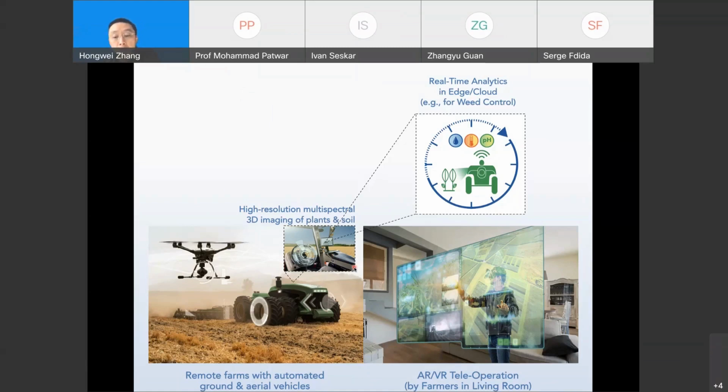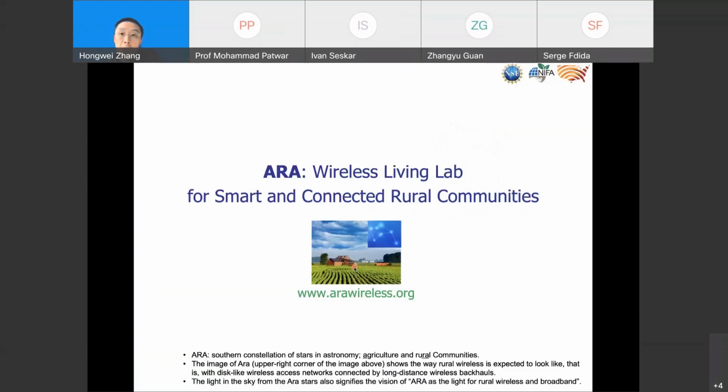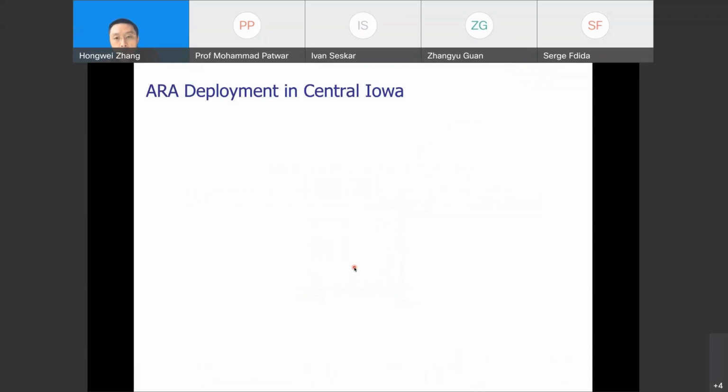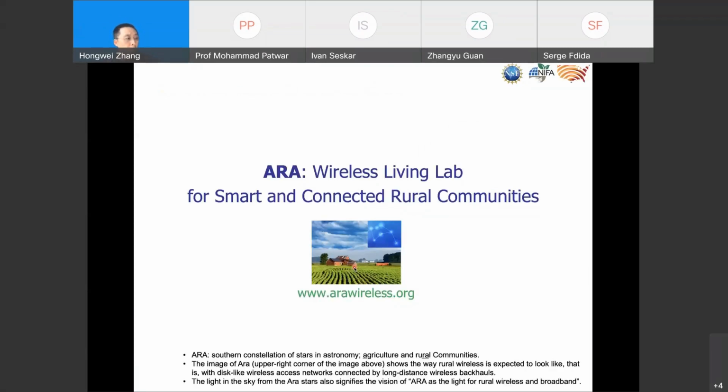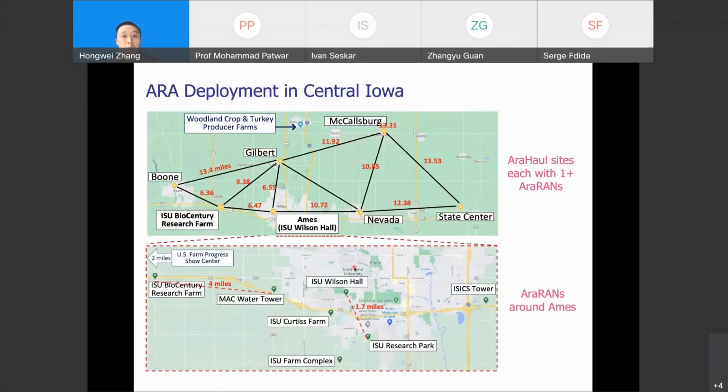But then there's a question: can we have a testbed that can enable the experimentation and study of relevant issues in both wireless networking and applications? And this is where the ARA wireless living lab comes into play. It's one of the most recently funded PAWR projects. It intends to look at the deployment needed to enable the exploration of advanced wireless solutions for rural broadband. The deployment will be around central Iowa, covering quite a lot of spatial footprint, with many agricultural farms and rural communities involved.